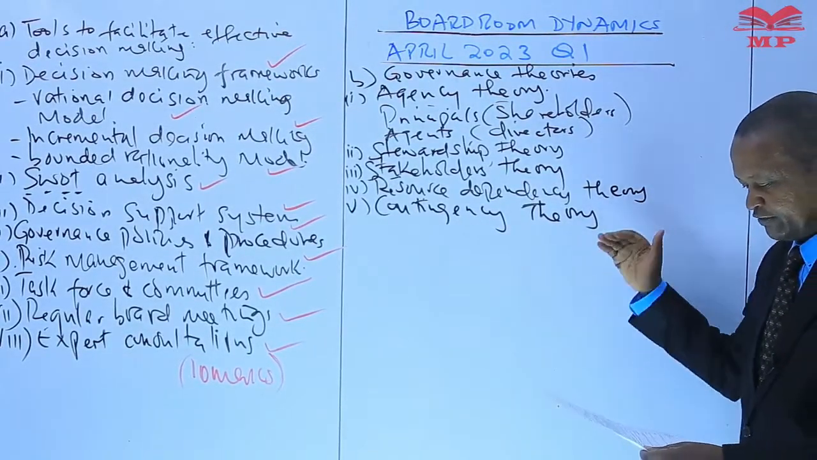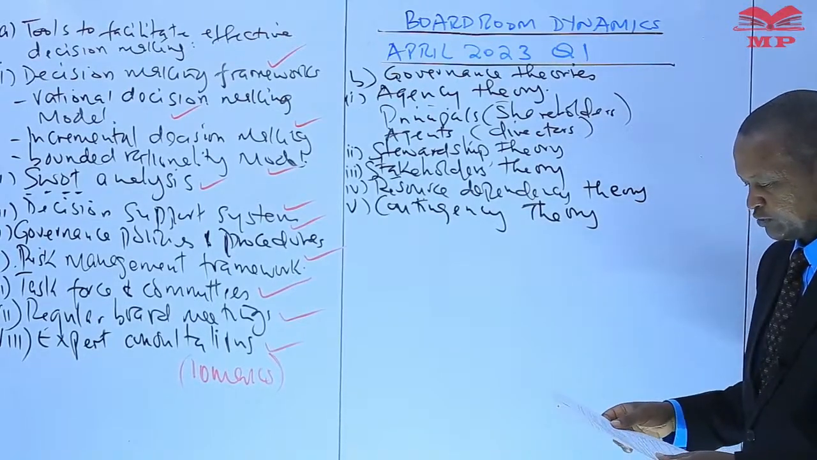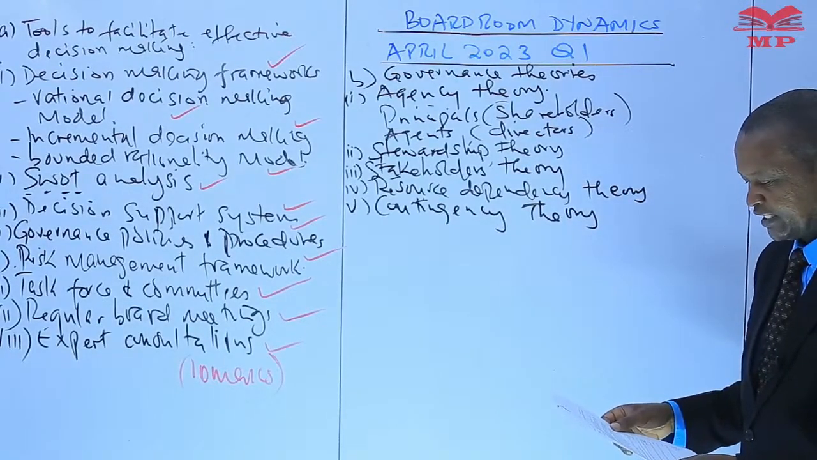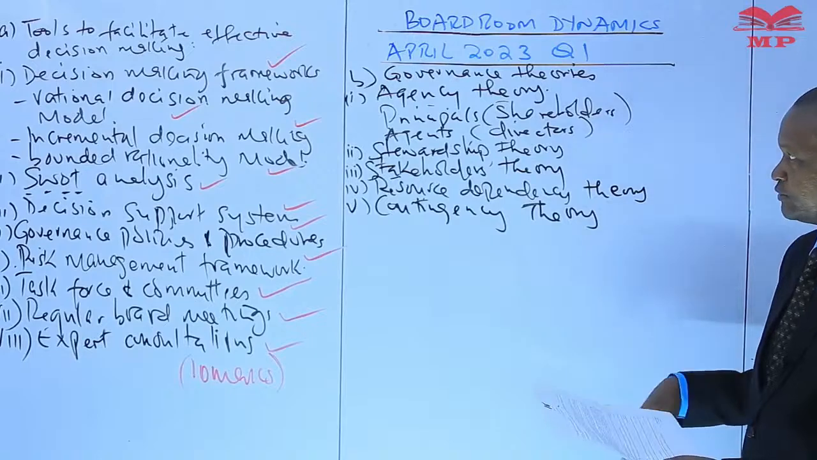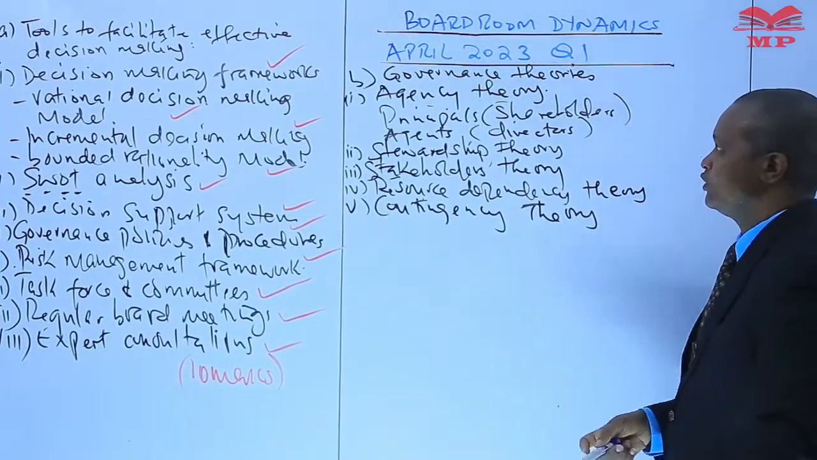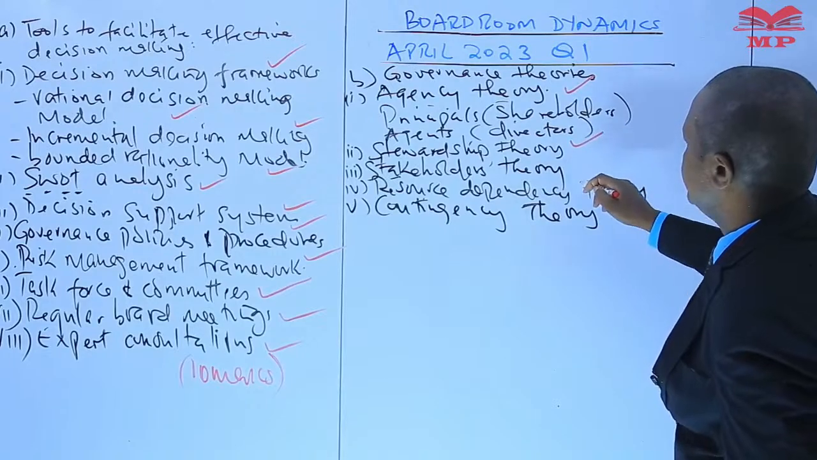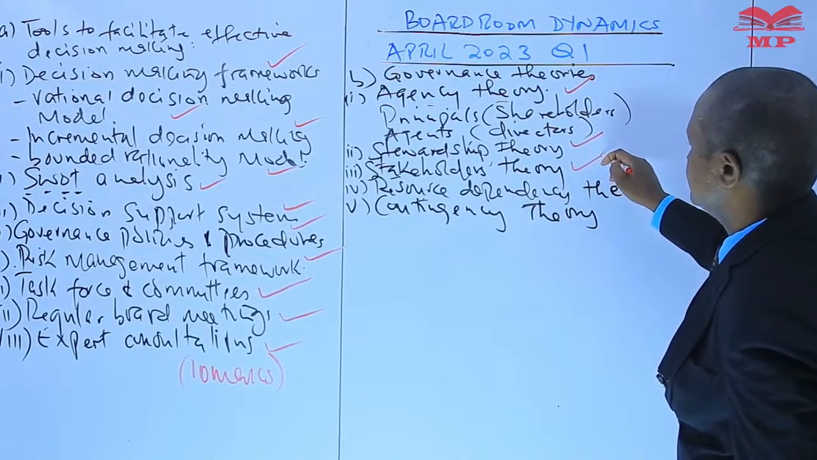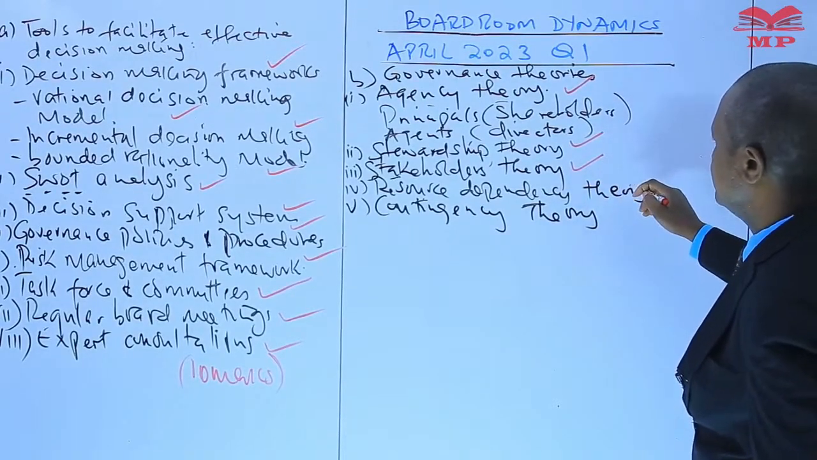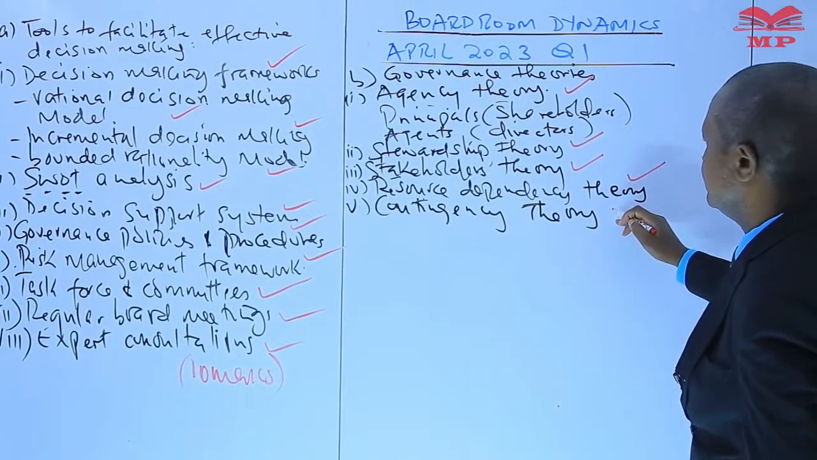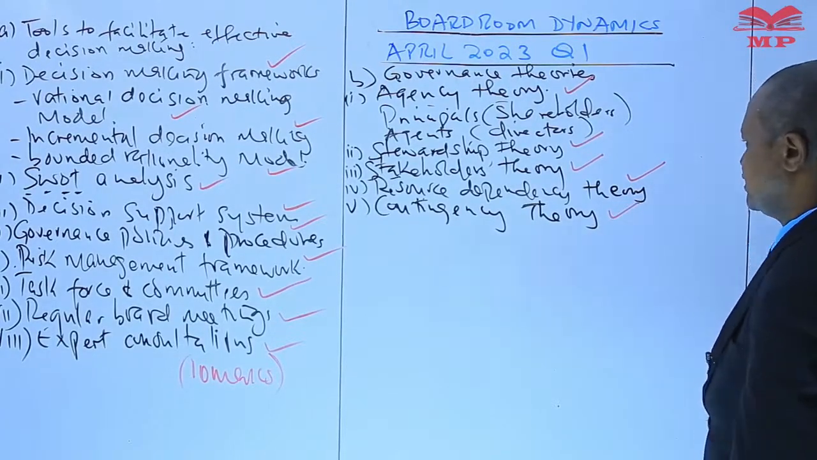So these are 5 governance theories that could inform LKIS board structure. 1, agency theory. 2, stewardship theory. 3, stakeholders theory. 4, resource dependency theory. Then 5, contingency theory.